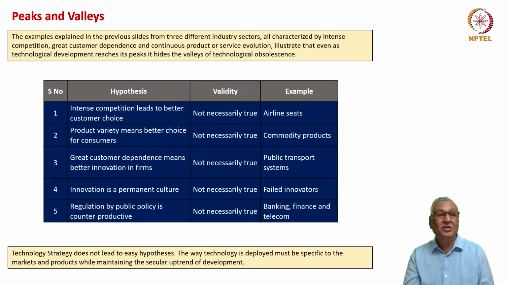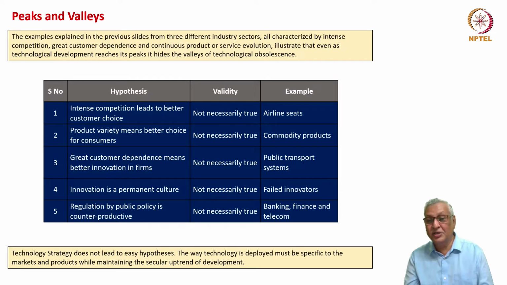One hypothesis: intense competition leads to better customer choice. Not necessarily true. Example, airline seats. Pitch is so narrow, so small, that you are even likely to get DVT as a disease if you stay for more than 8 hours in the same position, or for some old people, even 3 hours in that position could be fatal. Product variety means better choice for consumers. Not necessarily true. We have commodity products which offer huge product variety, but do they mean better specifications, better features? No.